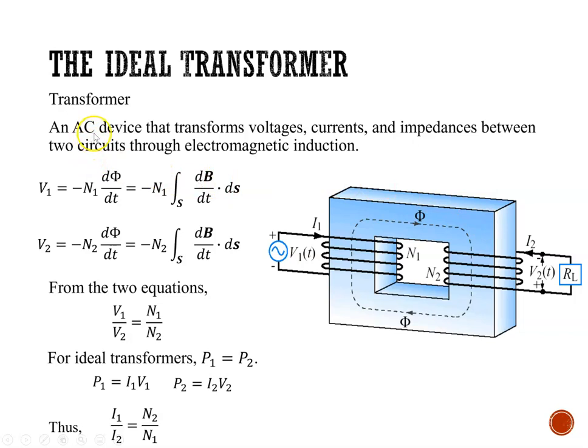A transformer is an AC device that transforms the voltages, currents, and impedance between two circuits through electromagnetic induction. So here you have two coils, the first one over here, and then another one over here. For the first coil, we have V1 is equal to minus N1 d/dt of the flux, which is equal to minus N1 times the integration of dB/dt with respect to the surface. And then you will also have V2.